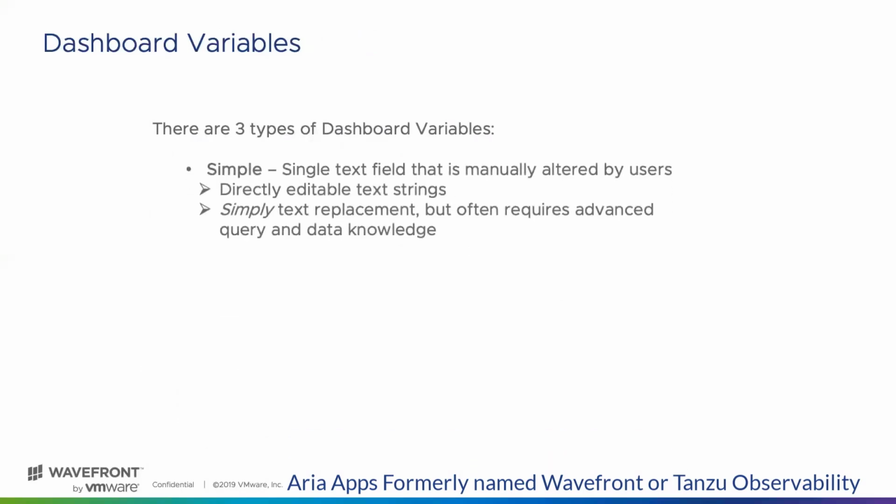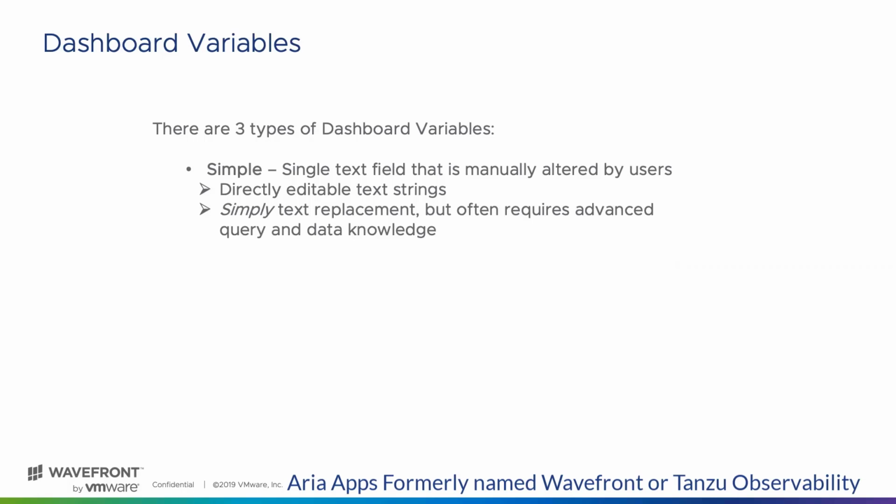There are 3 types of dashboard variables. The first one is called simple. This is perhaps a bit of a funny name. This is certainly the simplest for the dashboard author to create, but it's probably the hardest one for a user of the dashboard to use.